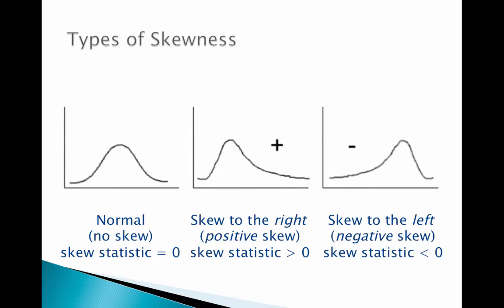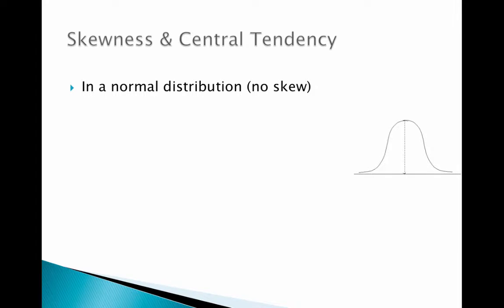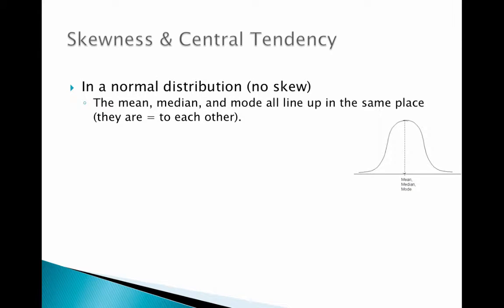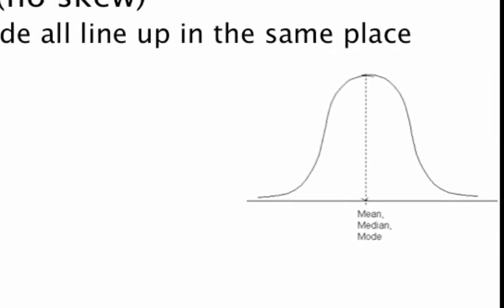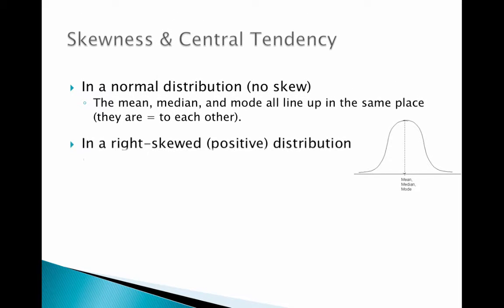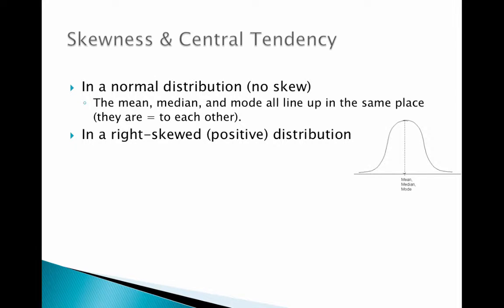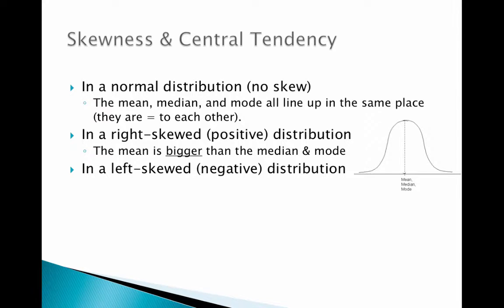So when we're thinking about skewness and central tendency, again, in the normal distribution, the mean equals the median equals the mode. This is a very important and very useful property: the mean equals the median equals the mode in the normal distribution. There's no skewness. However, in a right-skewed, positive distribution, the mean is bigger than the median and the mode. Conversely, in the left or negatively skewed distribution, the mean is smaller than the median and the mode.